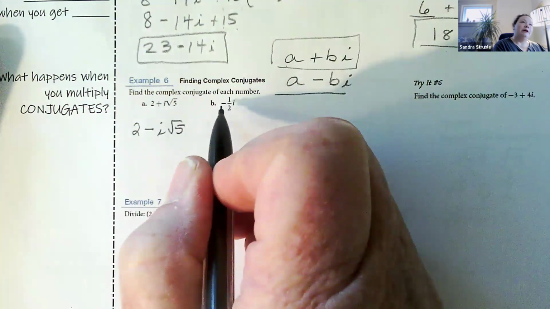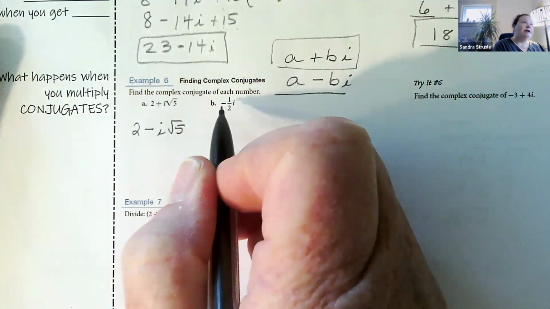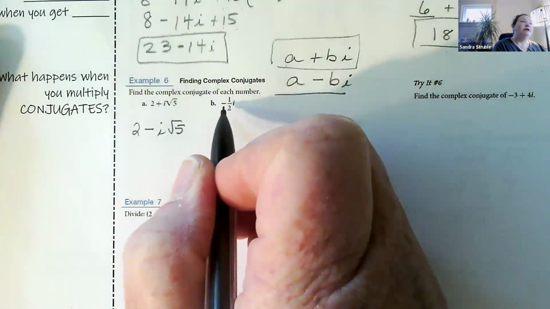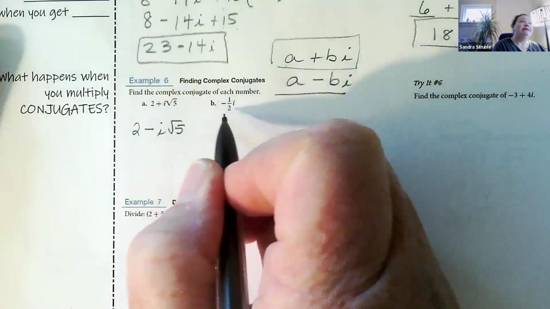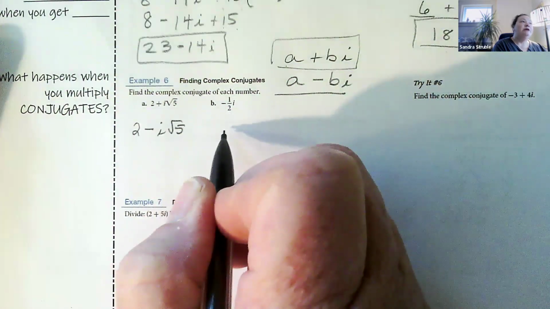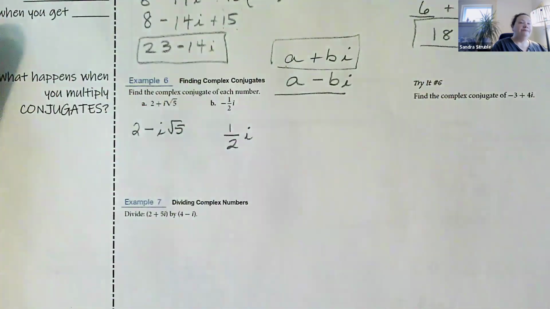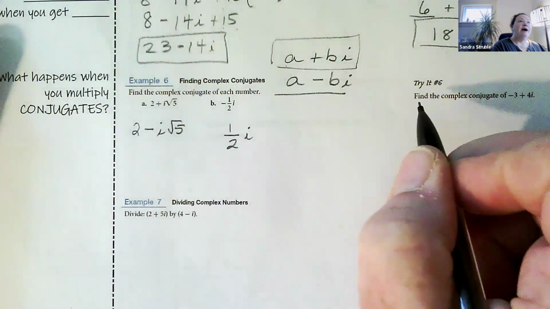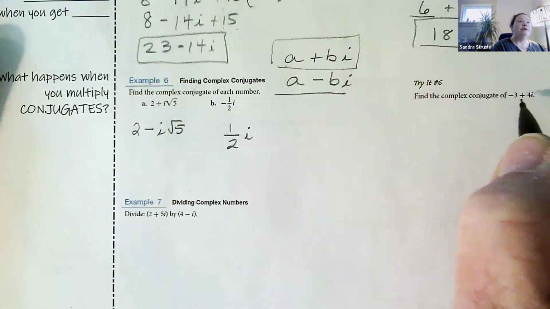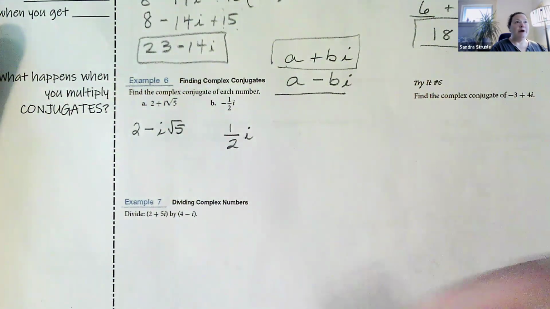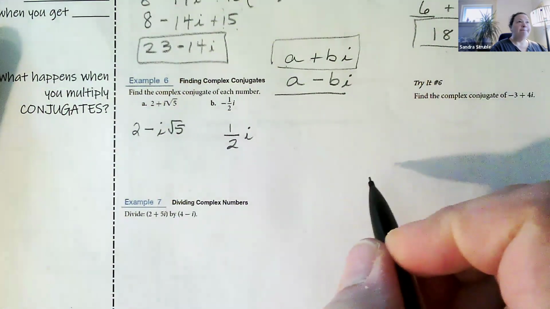Okay, for this one, our real number is 0. So our complex conjugate, remember, is going to change the sign of the imaginary portion. So it's just going to become positive 1/2 i. All right. Find the complex conjugate of -3 plus 4i. Again, pause the video and then come back to see how I do it.